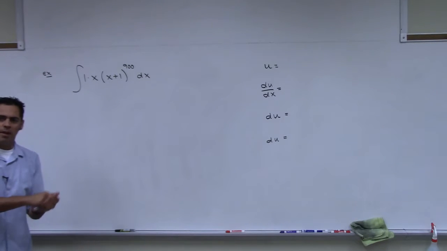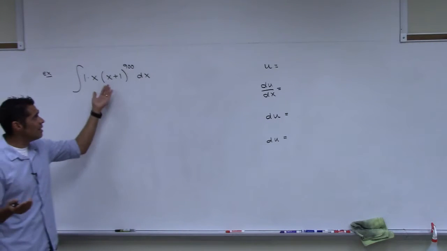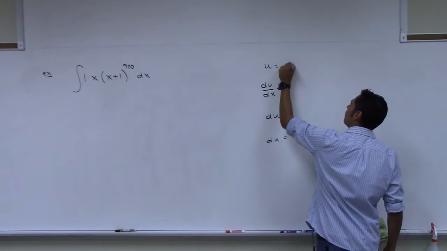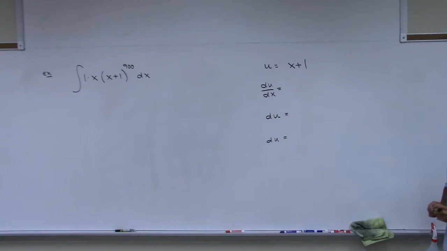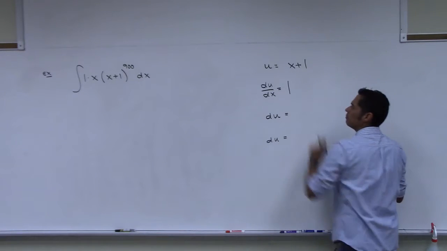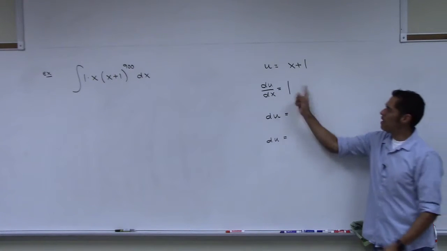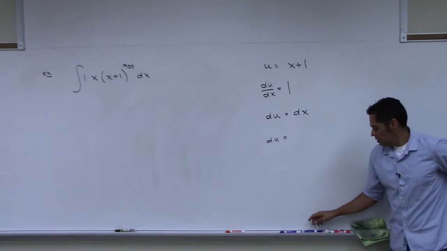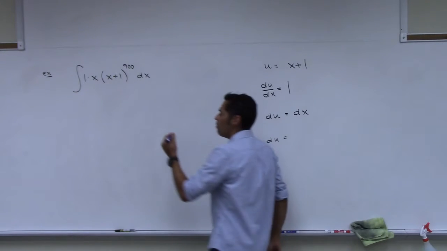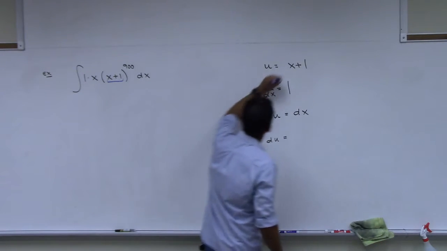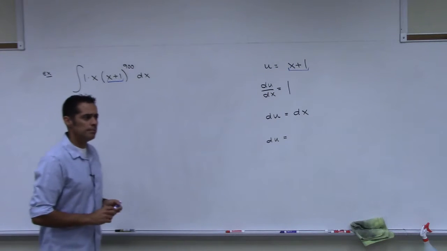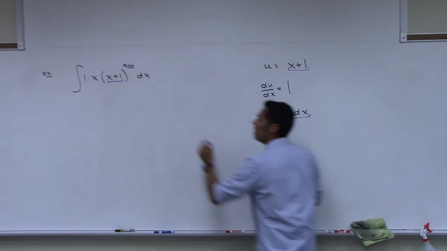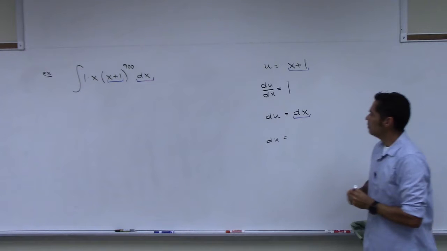This is another one where you have to take a swing, all right? Let's try to let u be x plus 1 and just see what happens. You ready? The derivative of this is 1. And if I multiply both sides by dx, I get du equals dx. Okay. So let's play this little game. I will be able to replace x plus 1 right there with u, right? That's going to be u. And I will be able to replace dx right here with du.